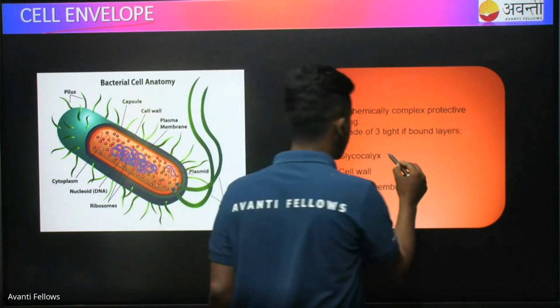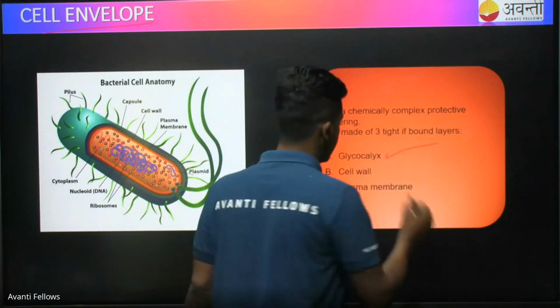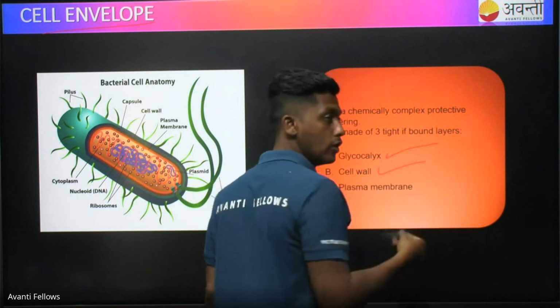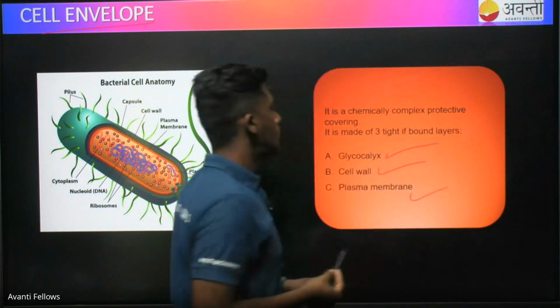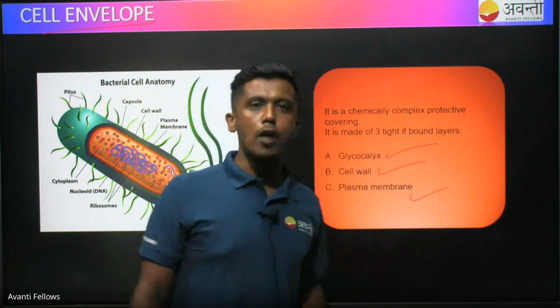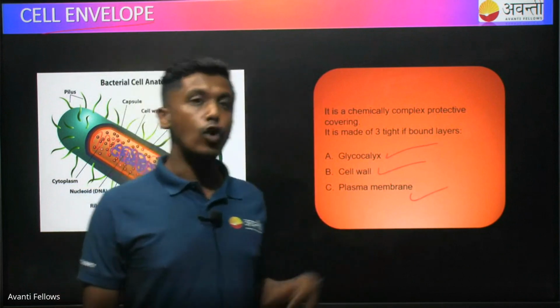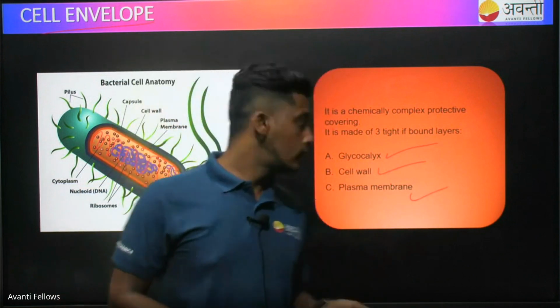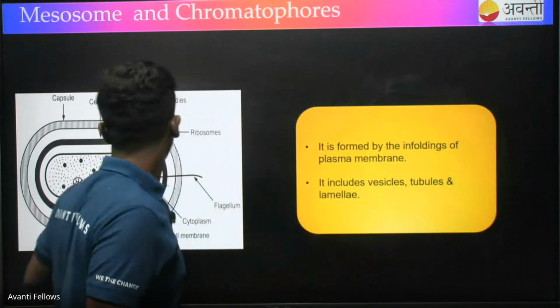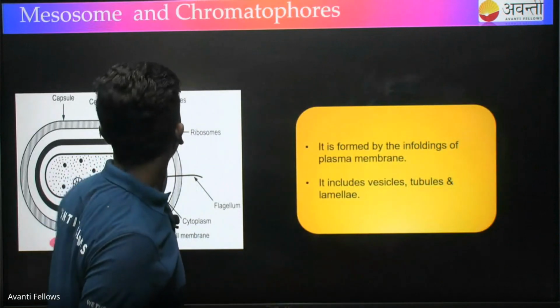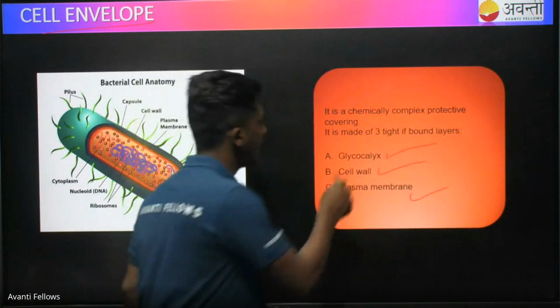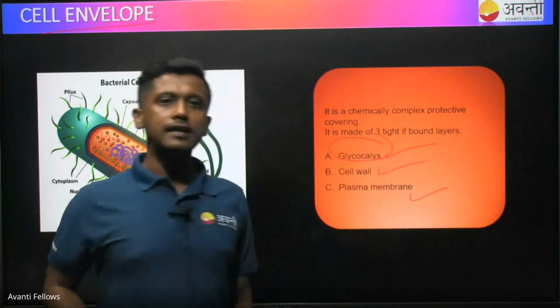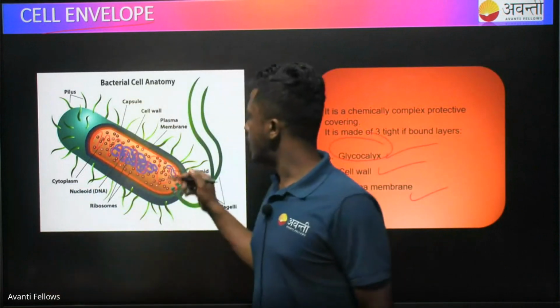The outermost layer is called the glycocalyx. The next one is the cell wall, and below that is the plasma membrane. Now they have their own chemical composition, and they have their own role to play. Okay, coming to what is glycocalyx. What do you tell about the glycocalyx layer?